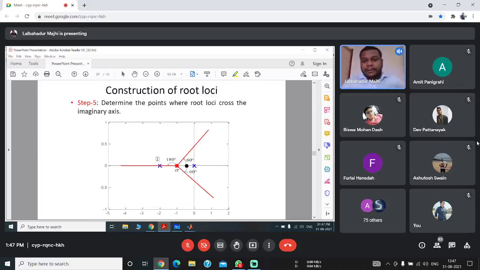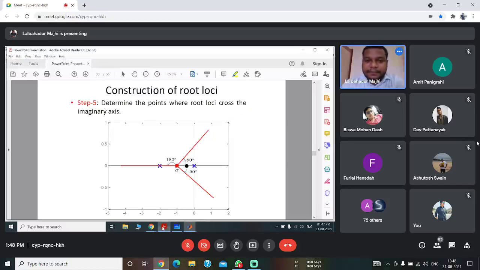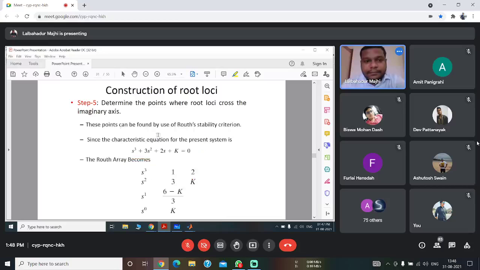Okay. So now we can see here in this diagram also, these root locus branches are crossing our imaginary axis, right? So we have to find the point at which it is crossing our imaginary axis. This point can be found by the Routh stability criteria. So from which condition can we get this point? From this Routh table, how can we determine this point?